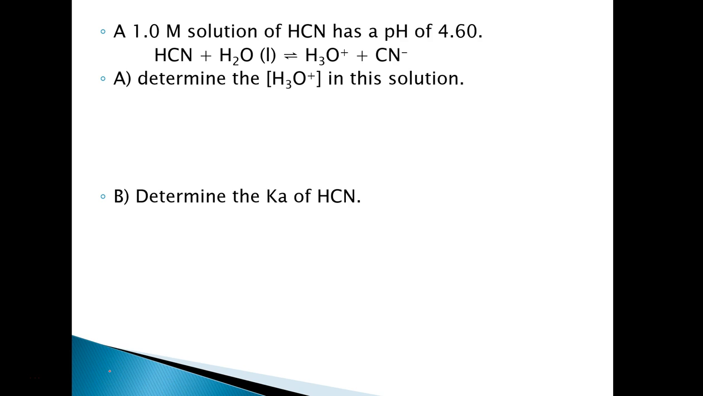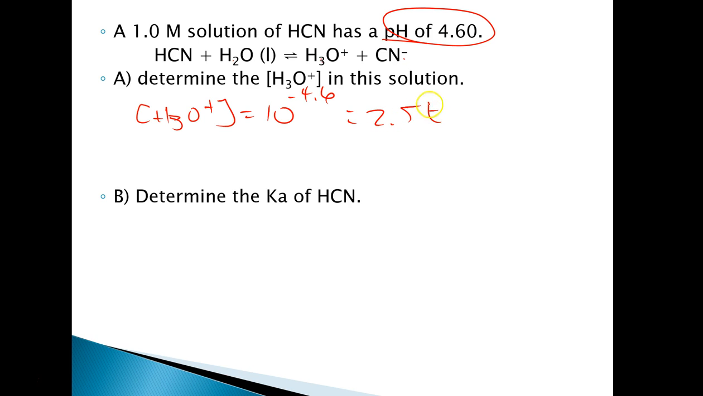Okay, now we're going to do a different kind of problem. HCN, H2O, H3O plus, and CN minus. I'm telling you what the pH is. I want you to find the H3O plus. Remember, on that chart, there's 4 different variables: pH, H3O plus, OH minus, and pOH. I can give you any one of the 4, and there's 2 ways to find everything else. But I'm going to find the H3O plus. So the H3O plus is 10 to the negative 4.6. That's how you find the H3O plus. And you get 2.5 e negative 5.